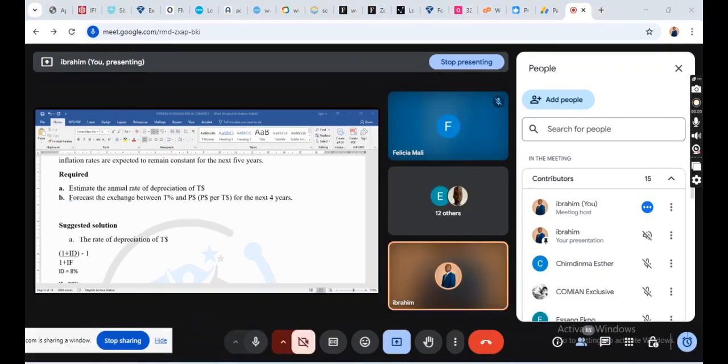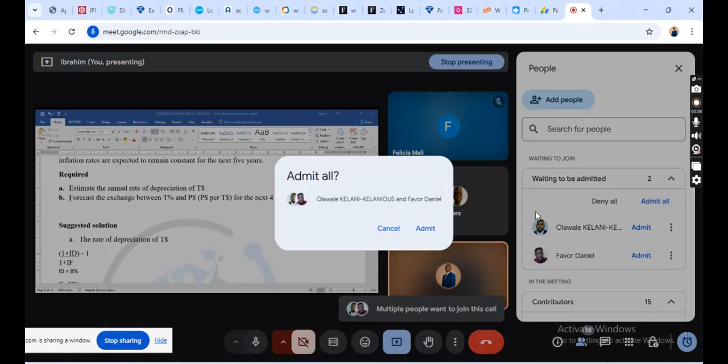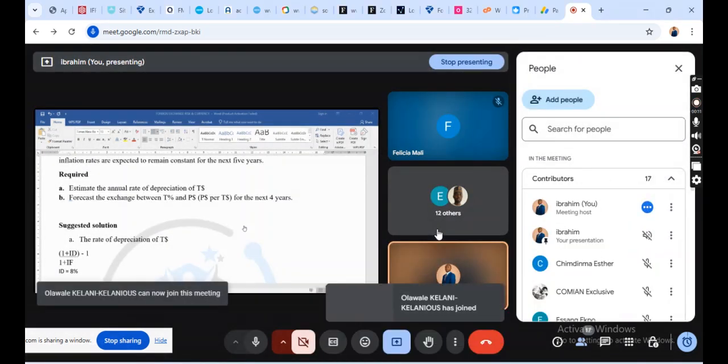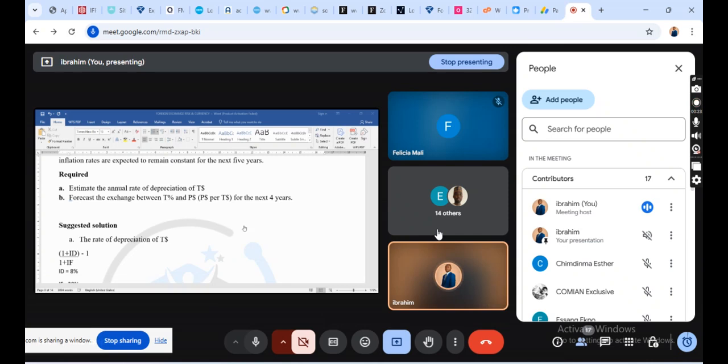Forecast the exchange rate between T, that is P dollar per T dollar, for the next 4 years. Which means that we have to forecast the exchange rate for the next 4 years: year 1, year 2, year 3, and year 4. And that is what you will use to do your conversion, right?